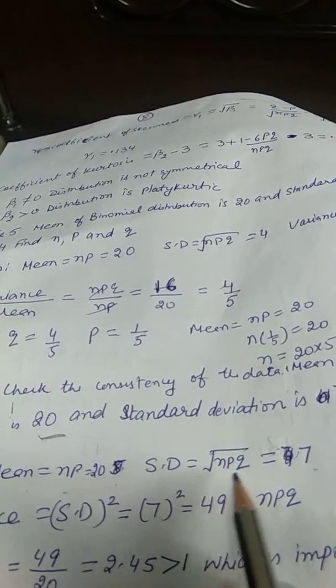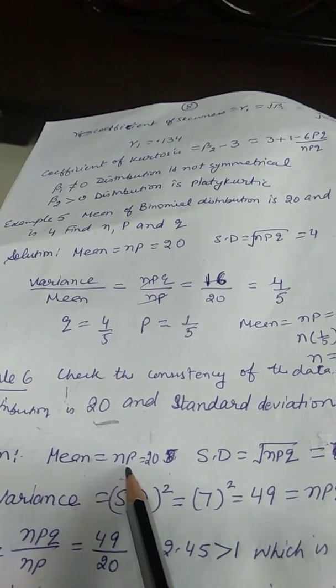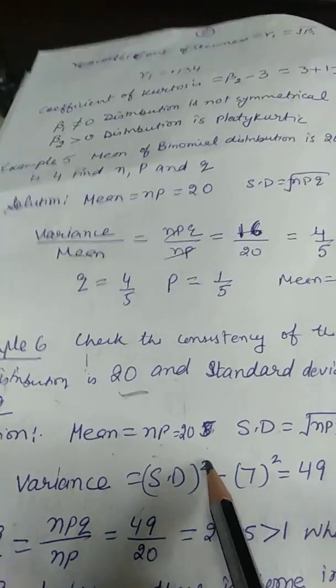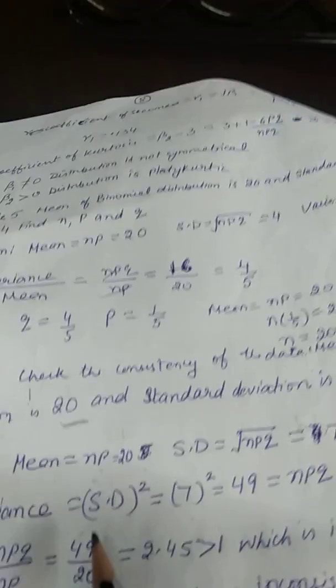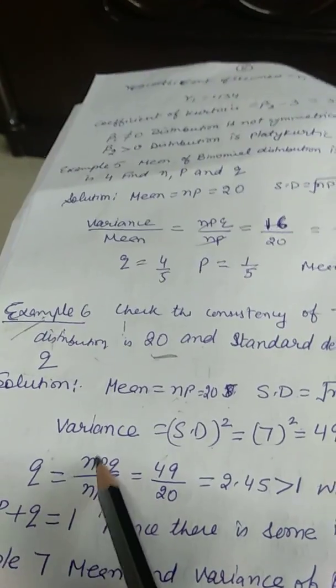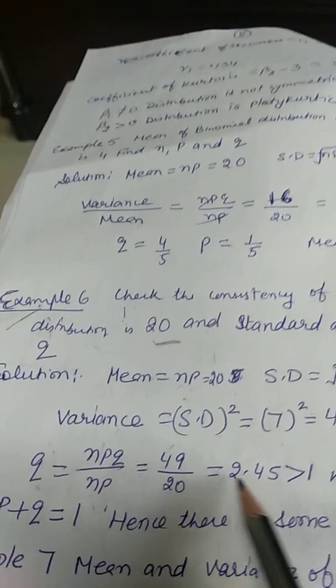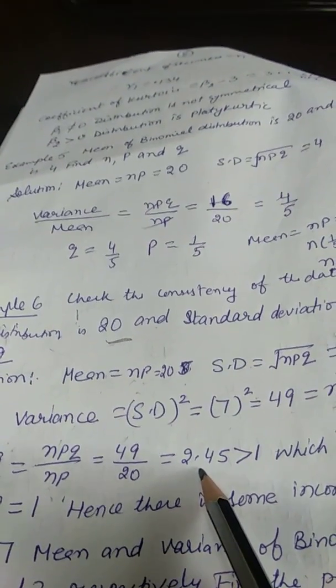What is the formula for standard deviation? Square root of npq. You are given the mean; we know the formula, I told you in the properties of the binomial distribution. It is always equal to np, and the standard deviation is square root of npq, 7. Just to find the variance, we will take the square of the standard deviation. So the square of 7 is 49. So you have np and also npq. What you have to do is divide the variance by np. np cancels, what do you have? q. So what is the value of q? 2.45. Now please tell me, what is q?